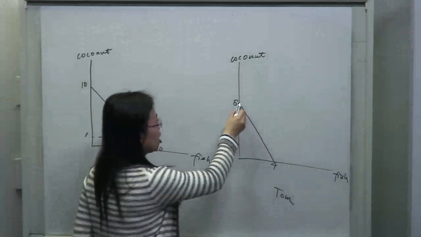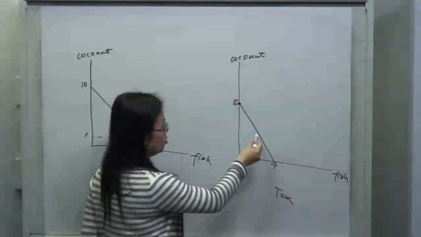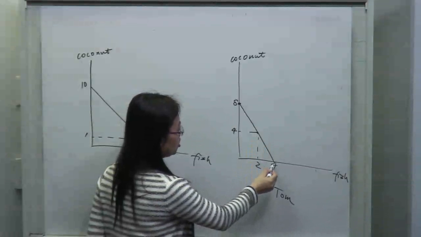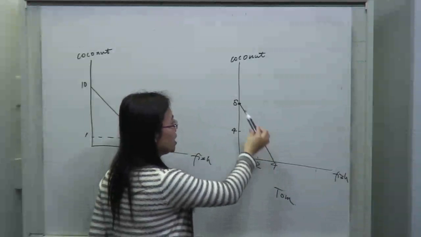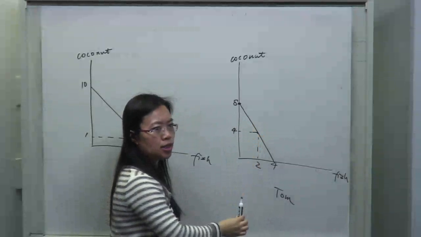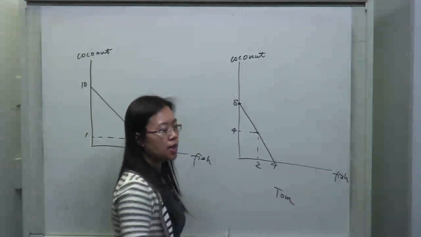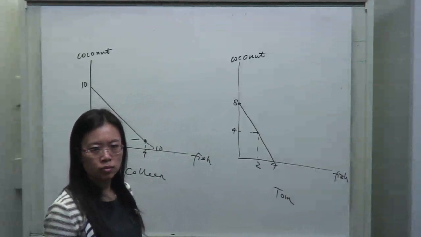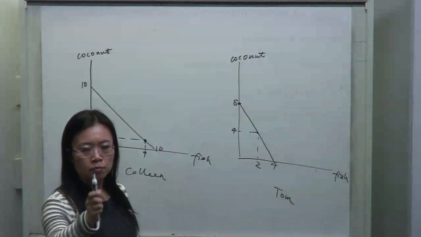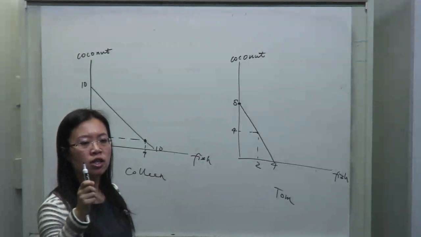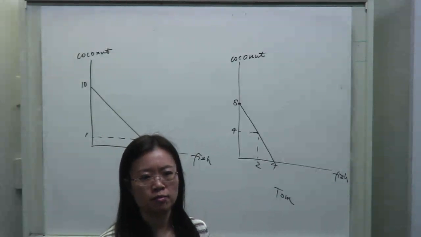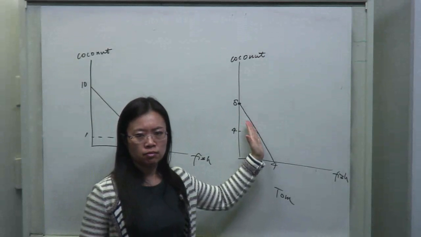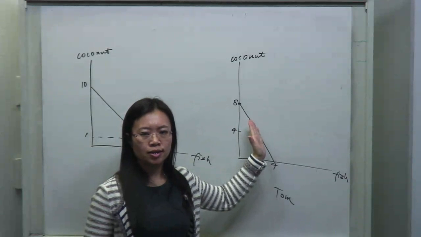Tom can produce 8 and 0, or 4 and 2, or 0 and 4, or any other point. That's his capacity. That's his productivity. He cannot go beyond this point. Understand this concept first before you play the game. If you understand this is his ability, then you will understand the game.